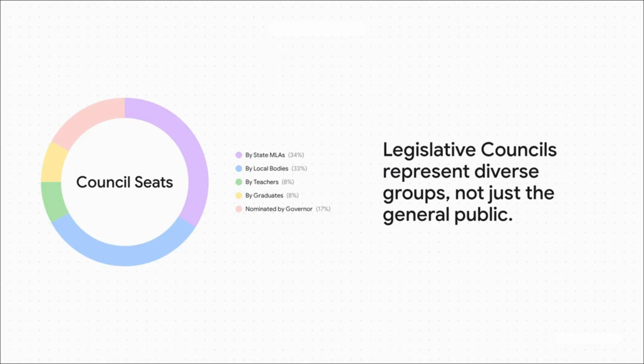And the way these upper houses are formed is really unique. They aren't directly elected by the public. Instead, their members are chosen by this mix of different groups: state legislators, local bodies, and even special groups of teachers and university graduates. It's a design that's meant to bring diverse kinds of expertise into the lawmaking process.